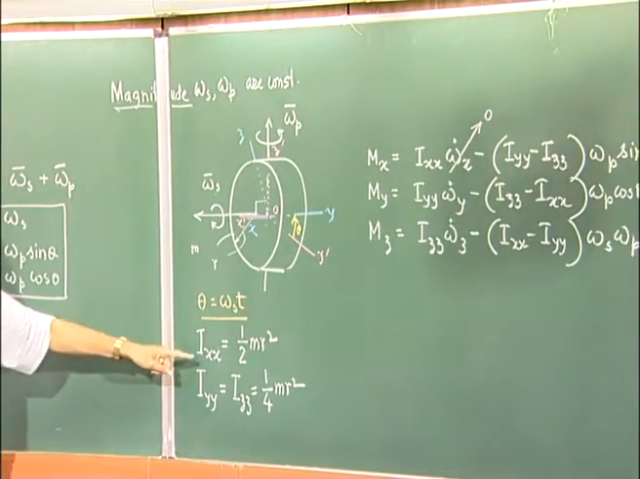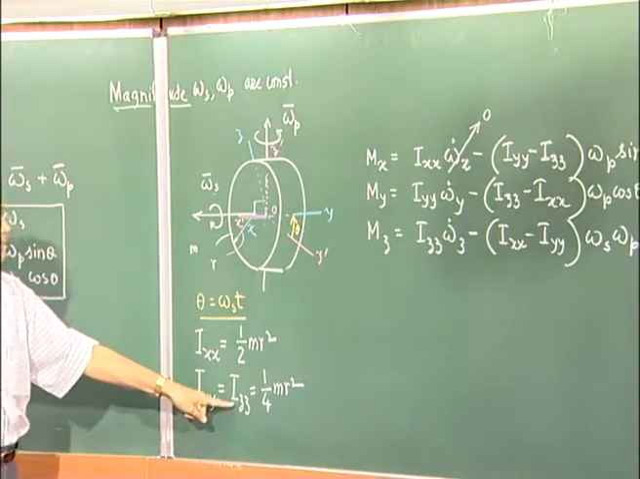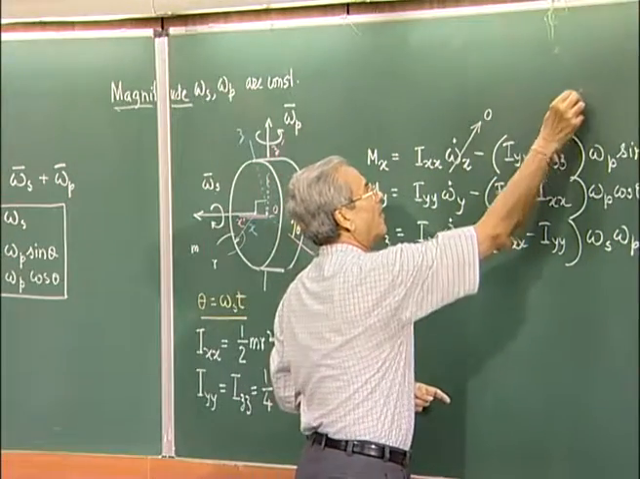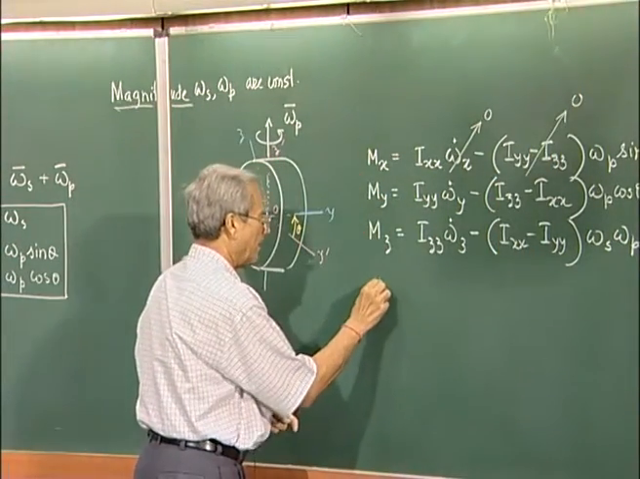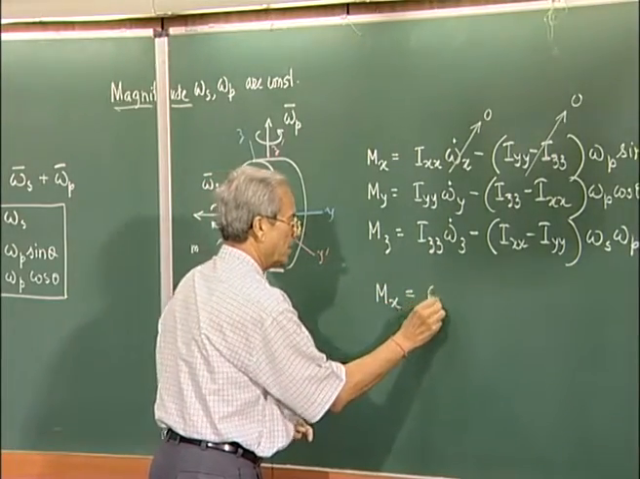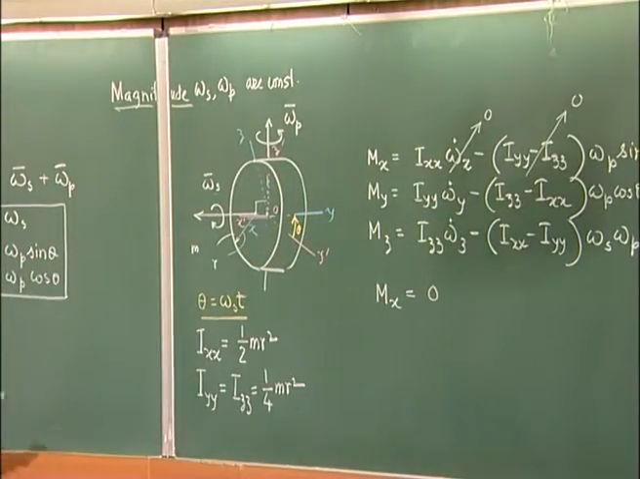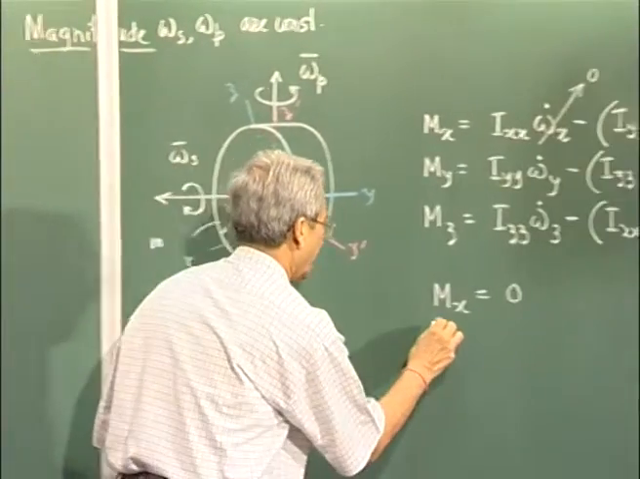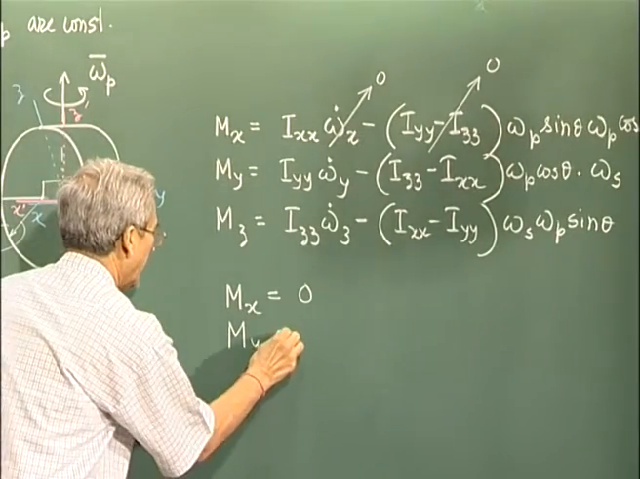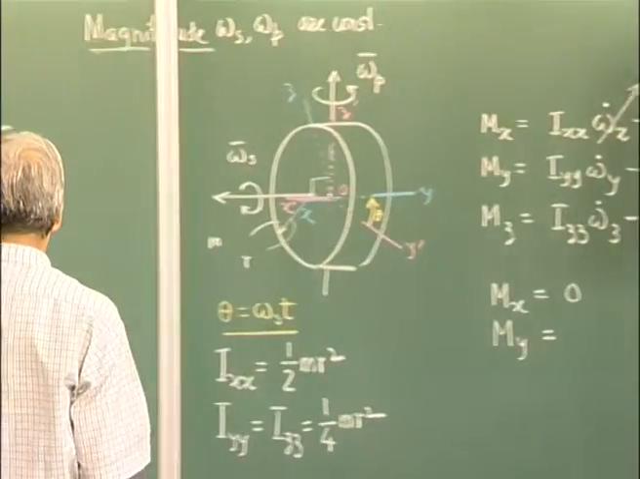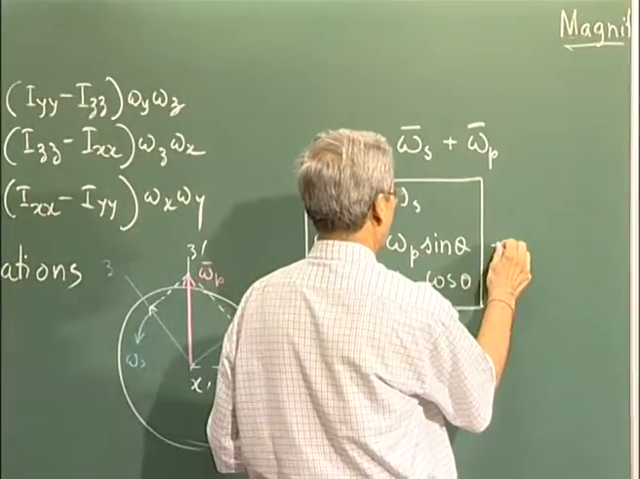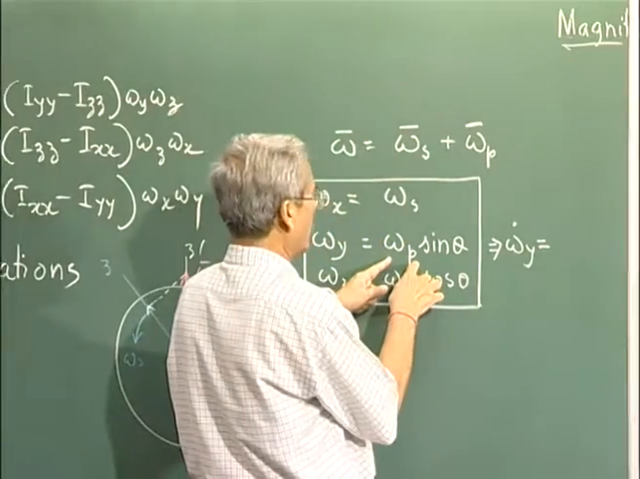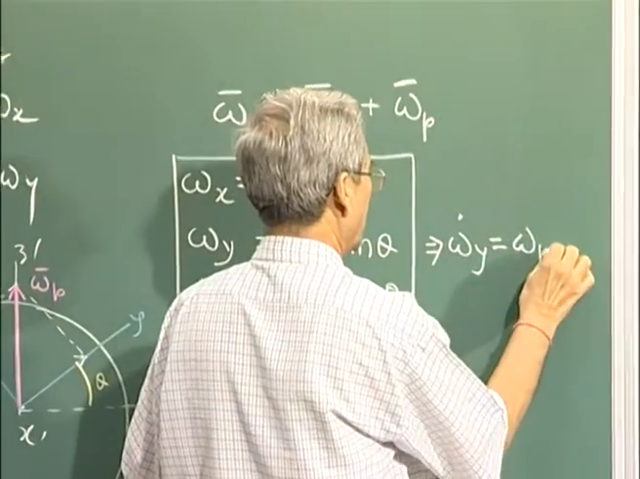Now, we also see I y y and I z z are equal. So, this also becomes 0. So, M x is simply 0. Next, let us see how much we have for the y component. M y is now I y y omega y dot, and omega p is constant. So, it will remain omega p.